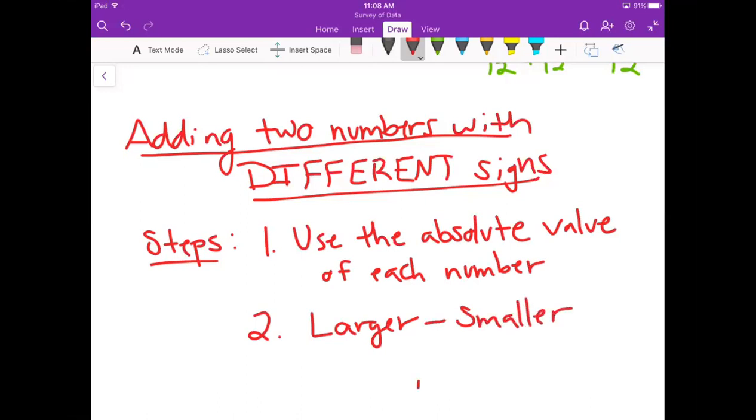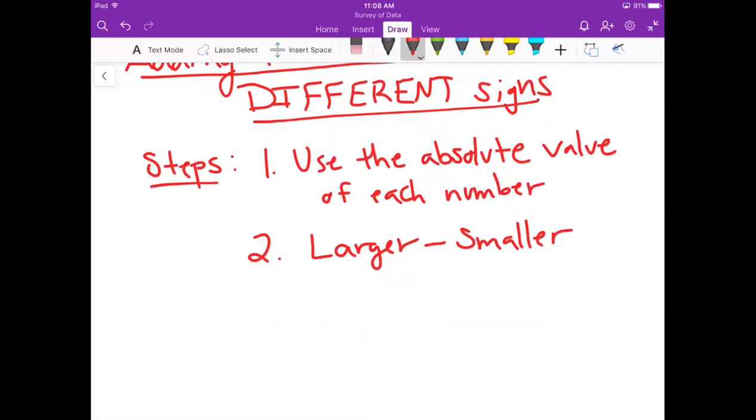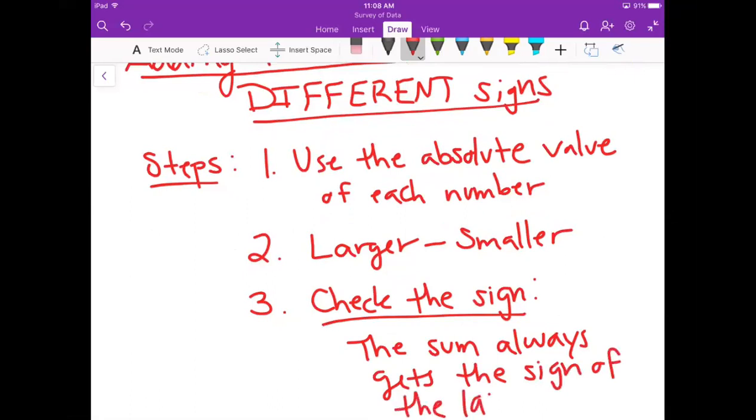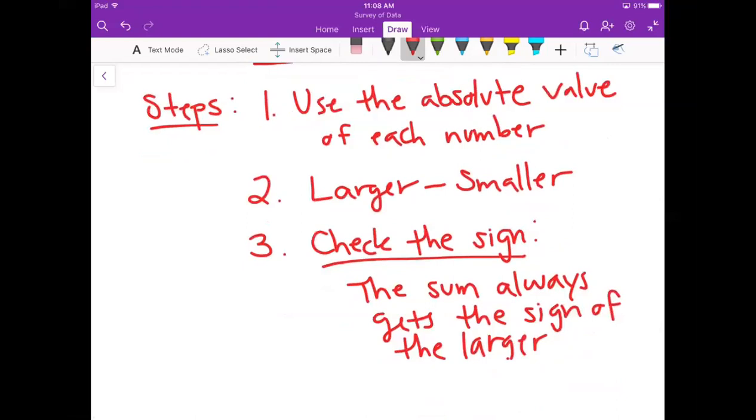Okay, so we're looking at two positive numbers now, and whatever's bigger, we're going to take away the smaller number. So the answer in step 2 is always going to be positive. But the third step then is to do that double check for the sign. So what should the sign be? Your final step is to check the sign. Should it remain positive, or does the final sign need to be negative? The answer to that is that the sum always gets the sign of the larger number. So if that larger number was originally negative, your final answer needs to be negative.